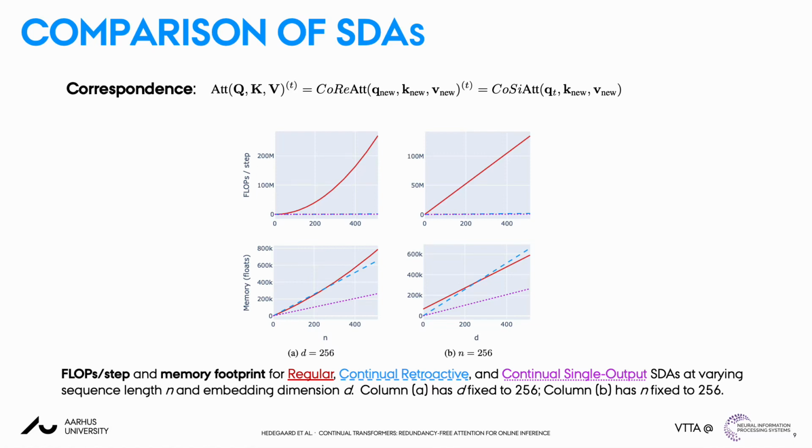While the continual single output SDA generally has the lowest memory footprint, as observed in the bottom row of figures, the retroactive SDA has lower memory consumption than the regular SDA when the embedding dimension d is smaller than the sequence length n.